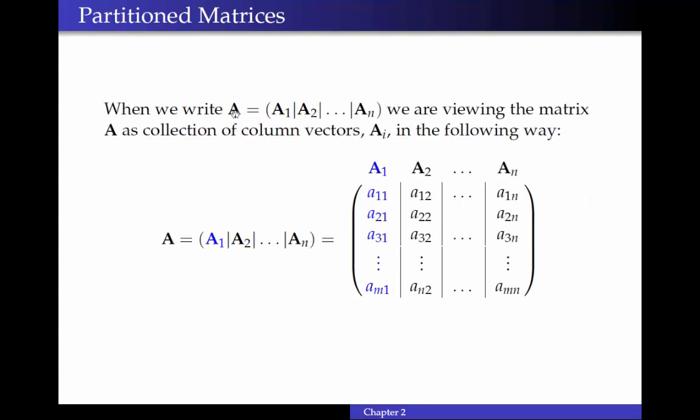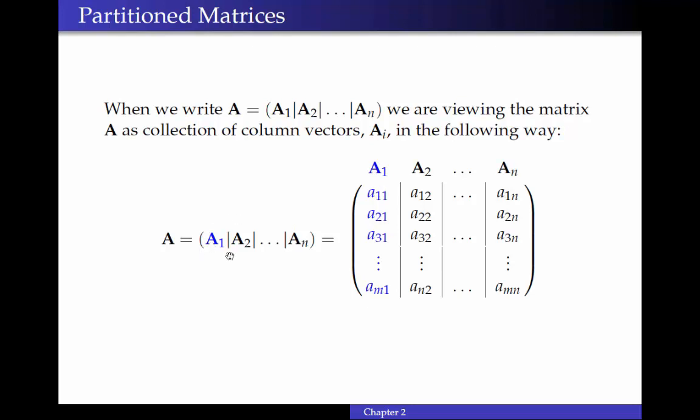When we write something that looks like this, A equals A1, A2, AN, notice these things are all bold and they have vertical lines. When we write this, we're going to view the matrix as a collection of column vectors. So each column vector, Ai, will most often be a variable. When we're doing text mining, it may be a document. And so this A1 here represents this entire column.